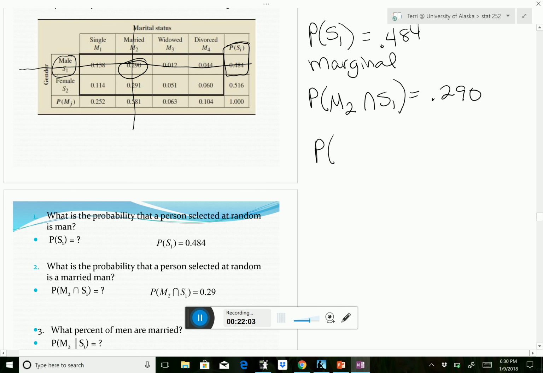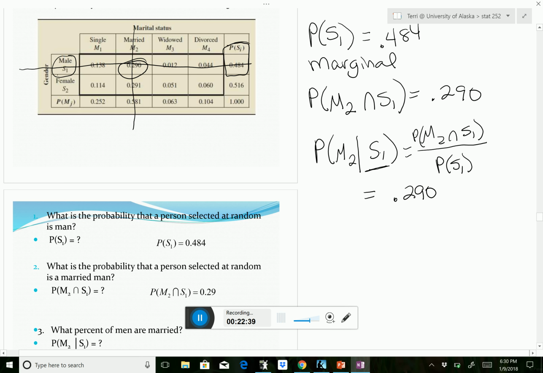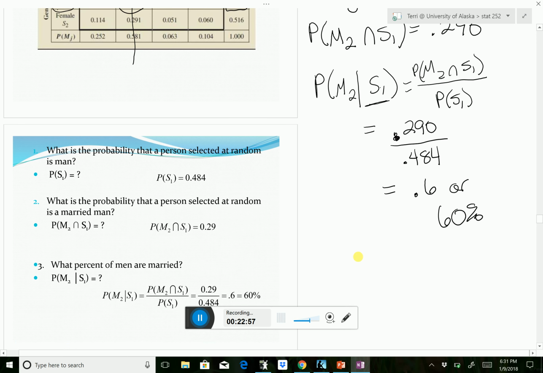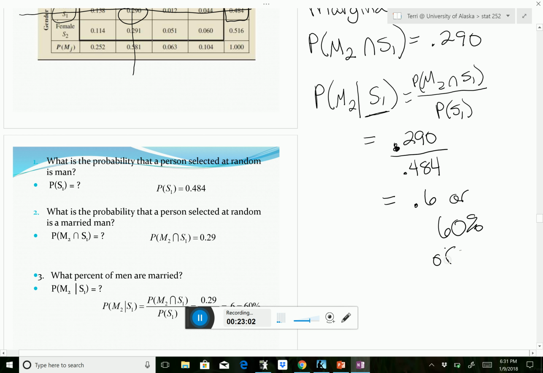Now we want what percent of men are married. So for this one, we want what percent of men. So men is your given event, S1. What percent of people are married who are men, given that they're a man? Because we're only looking at the men now. So we're going to use our conditional probability formula. We're going to take the men who are both married, or they're men and they're married, and divide it by just everybody who's a man. And I cheated over here. I get 0.6 or 60%. So 60% of the men, not mean, I'm used to writing mean, are married.